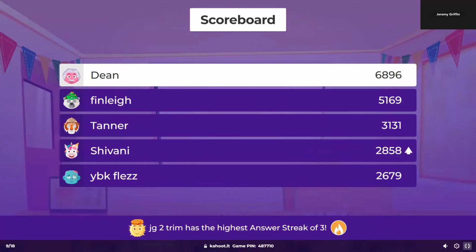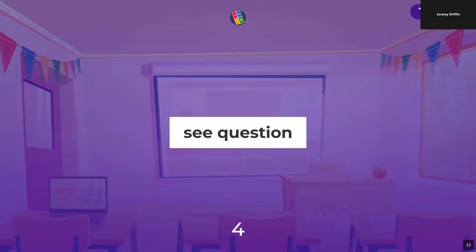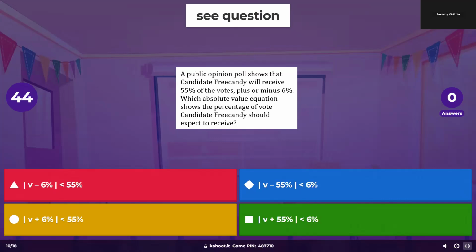Flez, Shibani, Tanner, Finley, Dean. Public opinion poll shows candidate Free Candy will receive 55% of the votes, plus or minus 6%. Which absolute value equation shows the percentage of votes that candidate Free Candy should expect to receive? So 55% plus or minus 6%. You guys have enough time to throw in some test points. Like, well, he could receive 50. He could receive 60.